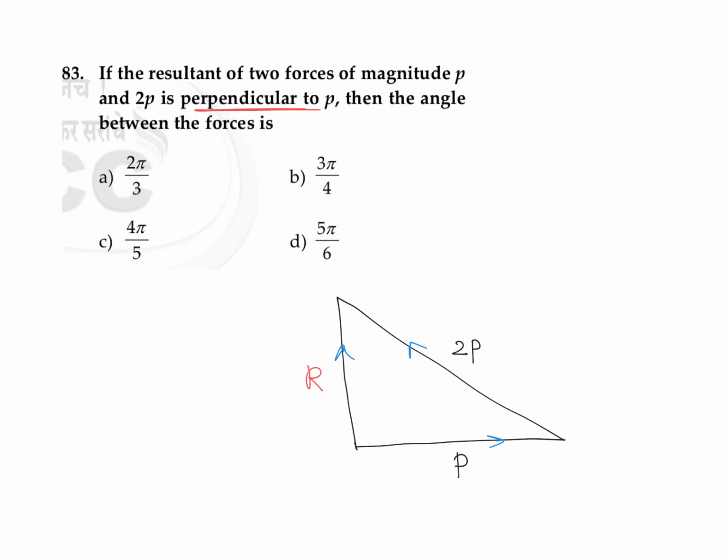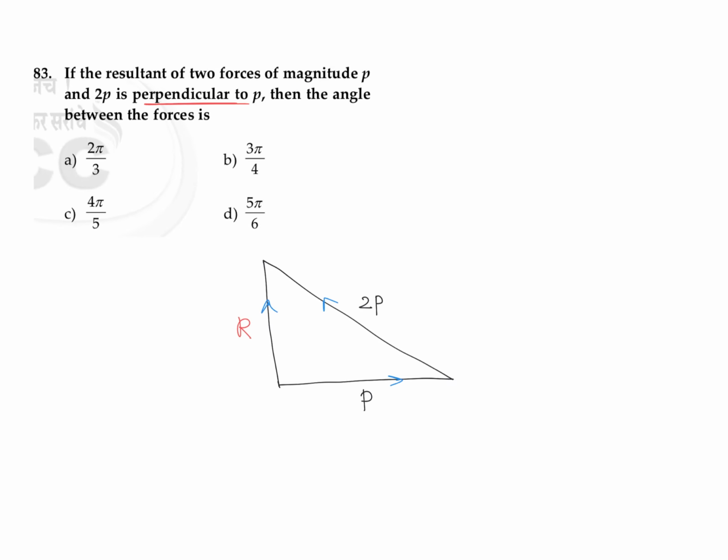Now, we have to find out the angle between the forces. So just observe this angle. Is it the angle between this P vector and 2P vector? No, this is not the angle between them, because over here, the head of one vector and the tail of another vector are connected. So this is not the angle between them. The angle between two vectors is the angle when their tails are connected.